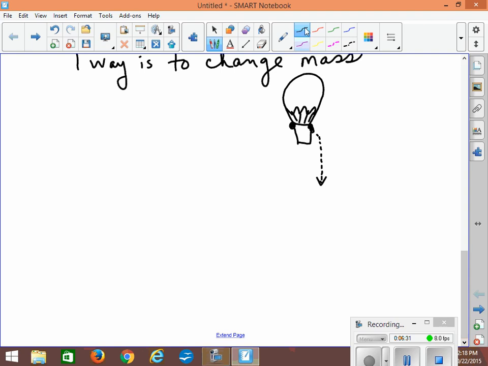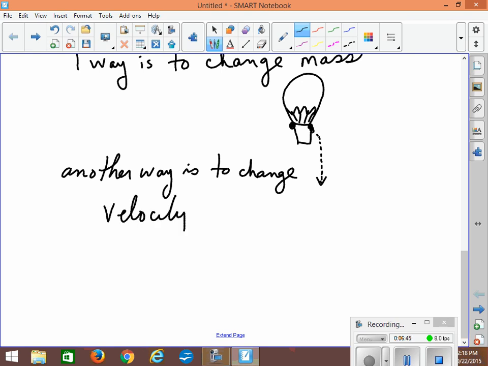More commonly, though, another way to change momentum, and in fact the more common way, is to change the velocity of the object. Change how quickly it's moving. And of course we see that all the time. We're in the car, we slam on the brakes, we change the velocity of the car, which means we change the car's momentum.